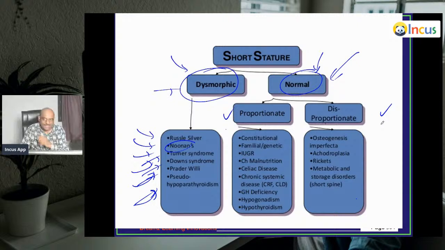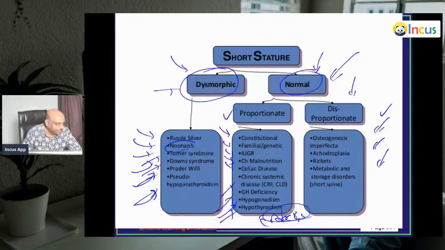Whereas constitutional, familial, IUGR, celiac disease, chronic malnutrition, chronic systemic disease, growth hormone deficiency, hypothyroidism, hypogonadism, all these endocrine causes, they're all proportionate is what you need to remember.